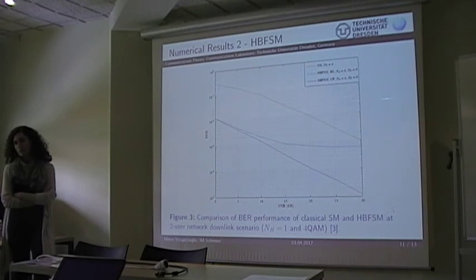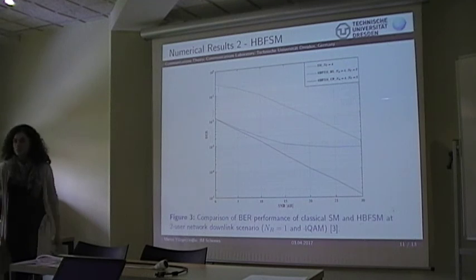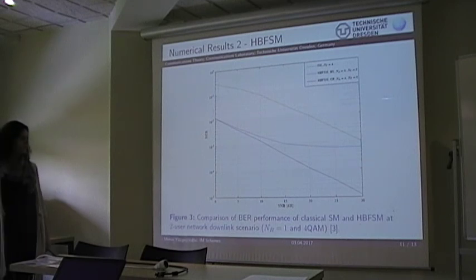So, I wouldn't use the caption. Instead of using the caption, I would say that in the title. Because numerical results, well, this is obvious, it's a numerical result. What the numerical results are about is a comparison between SM and HBFSM. So, why don't you put the title comparison of SM and HBFSM, and then the fact that it is 2 users and NR is equal to 1.